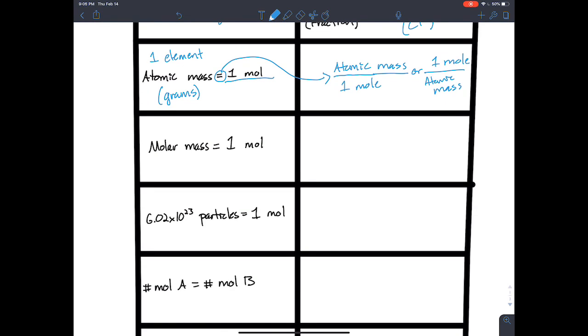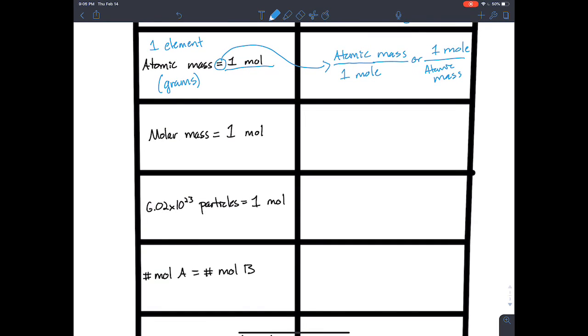This conversion factor can be flipped to solve equations and go between atomic mass and moles, or grams and moles. So we'll get into that more. Right now, the point of this chart is really to start breaking down our conversion factor, something to reference back to as we go through these equations. So let's go on to molar mass. What's the difference here?